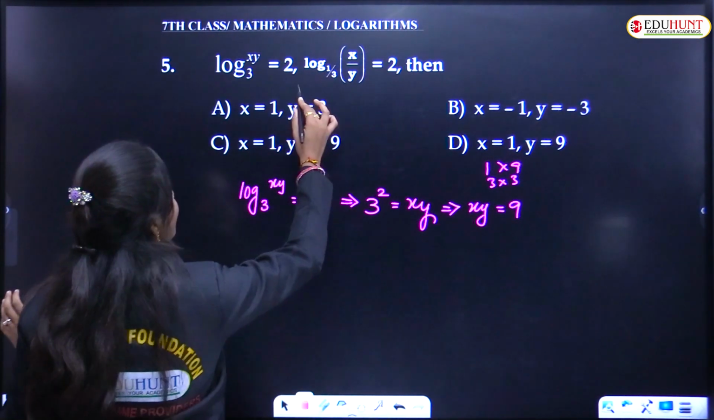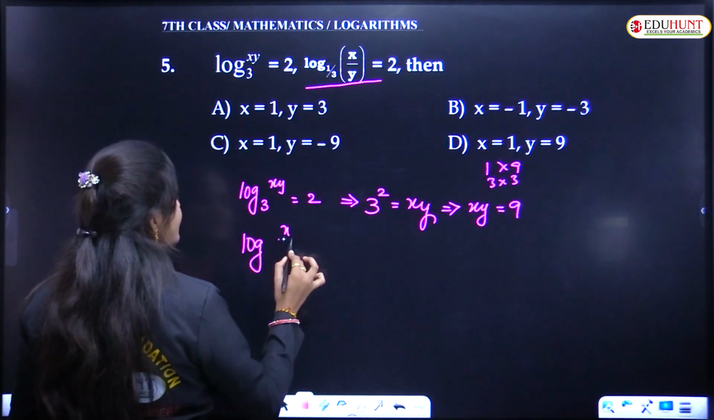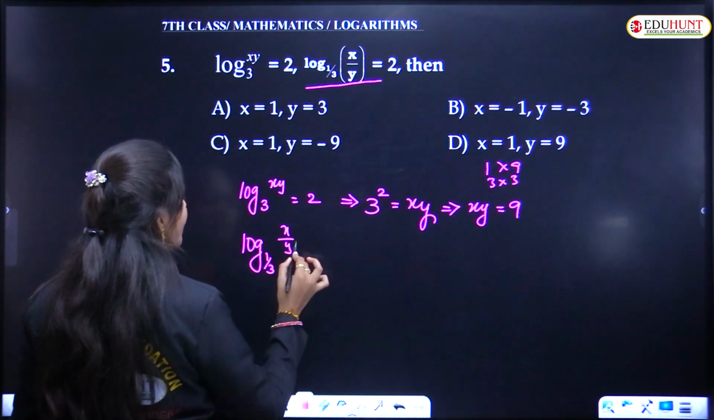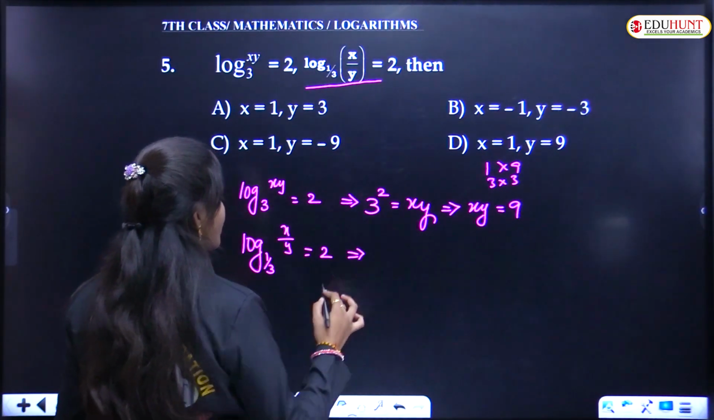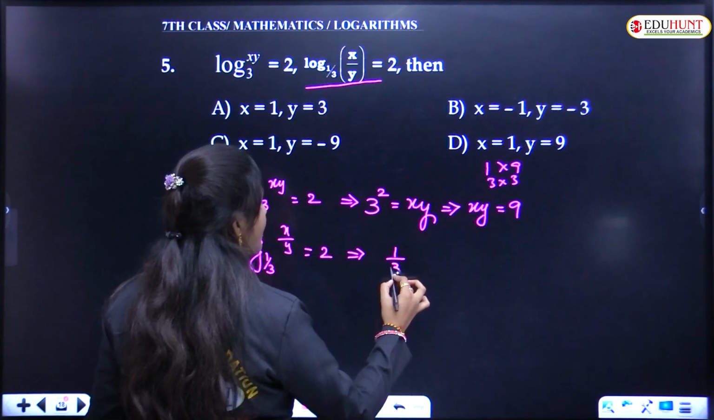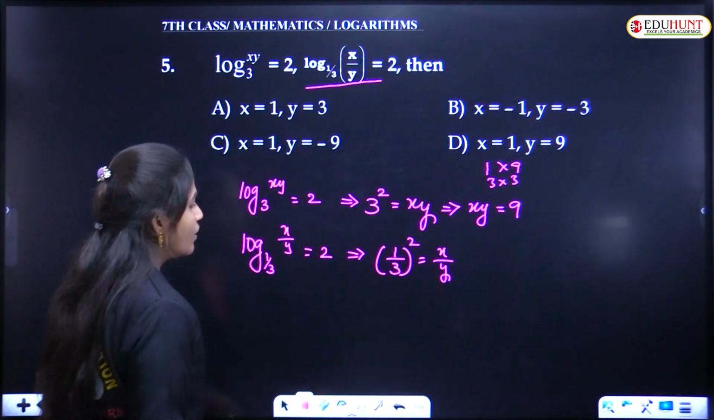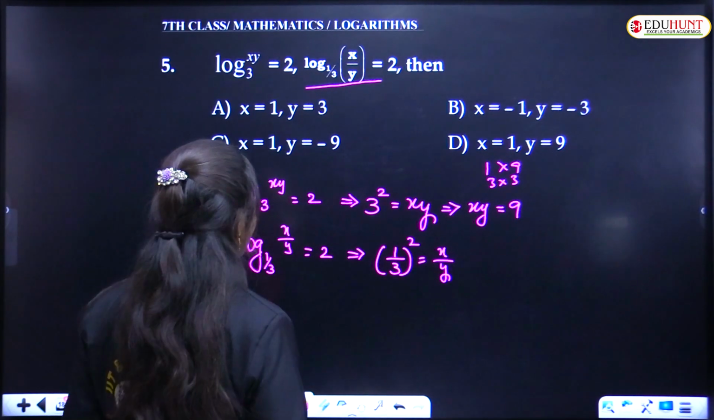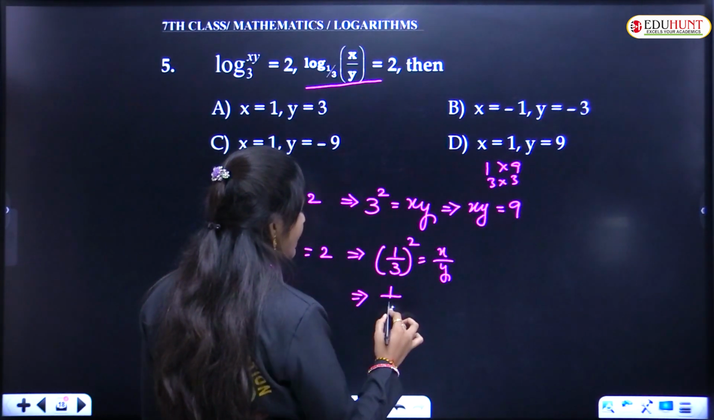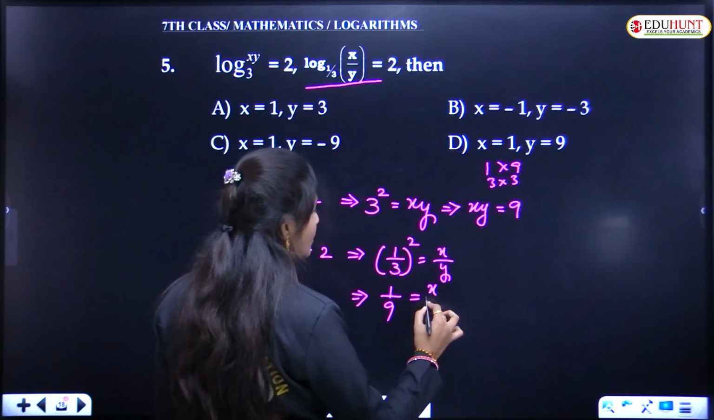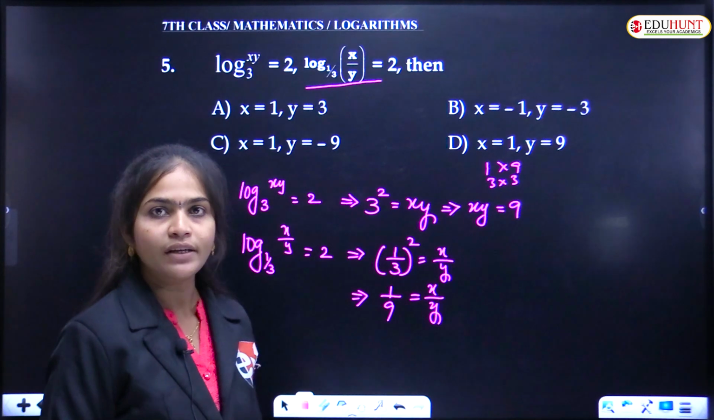So what is the other condition here? Log of x by y to the base 1 by 3 is equal to 2. Again convert this into exponential form. So 1 by 3 whole square is equal to x by y. Which is nothing but 1 by 9 is equal to x by y.